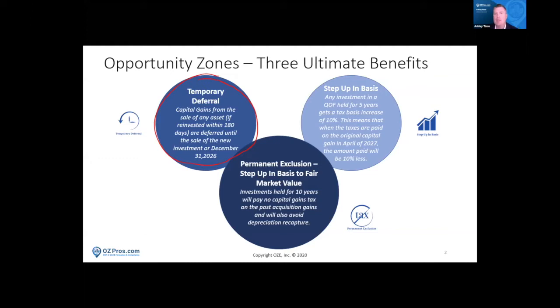The second thing that they did in order to get capital off the sidelines was they offered this step up in basis.